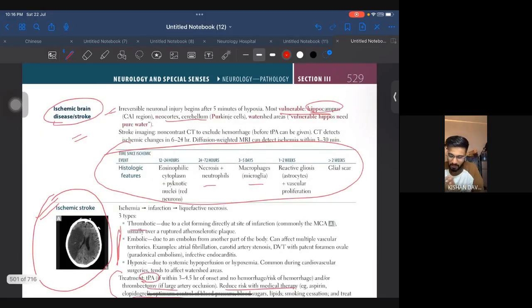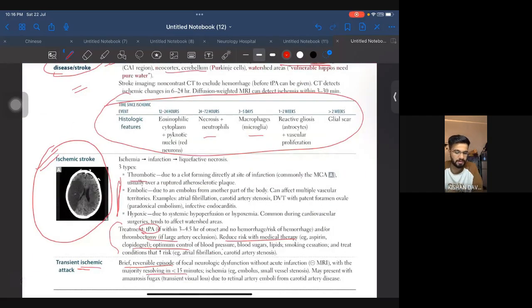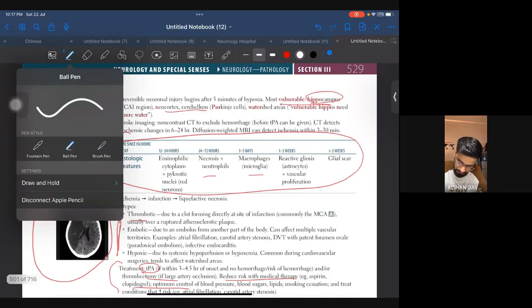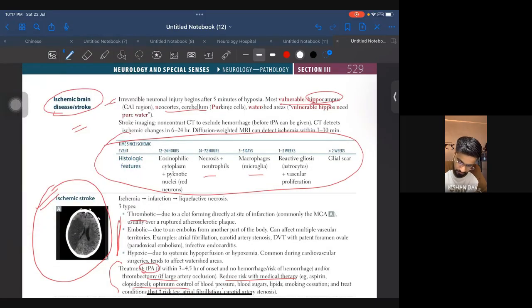Moving ahead, ischemic brain disease. So let's just see what is important over here. Ischemic brain disease, stroke.